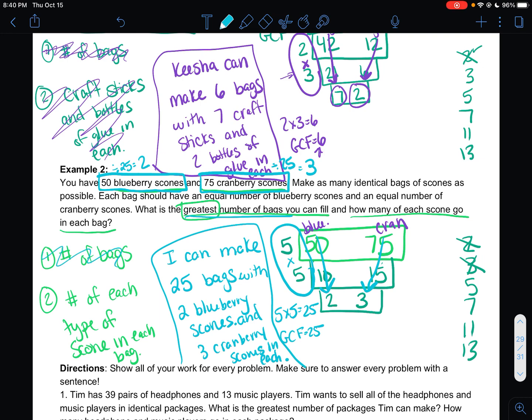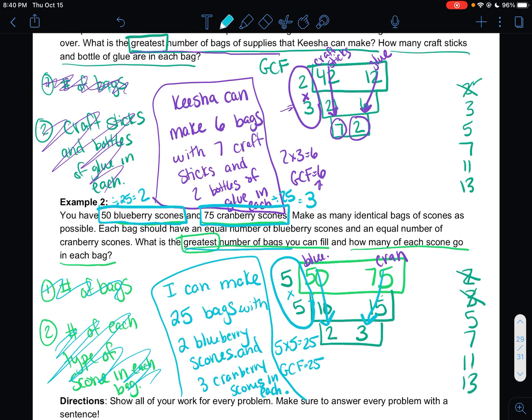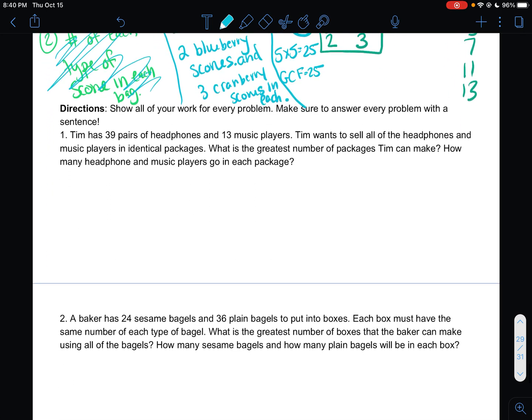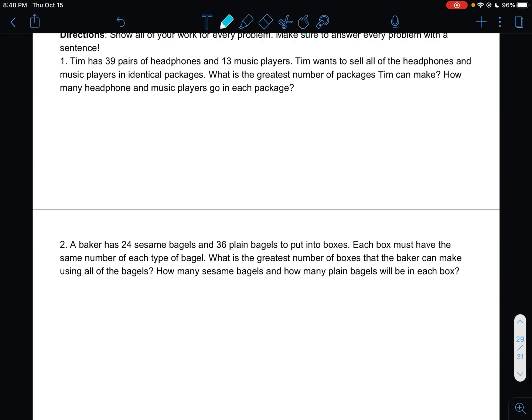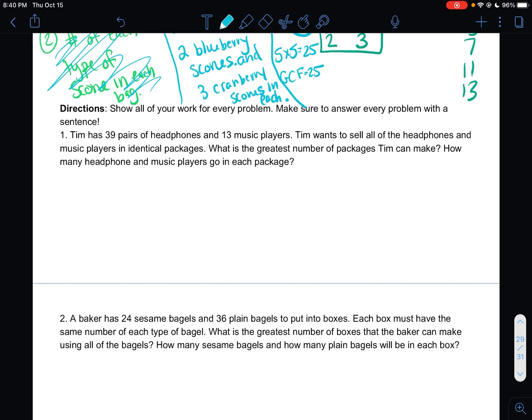Okay, so we answered the number of bags and how much of each scone are in each bag. So we are done, okay? So I want you to kind of do the same exact steps when you're doing the problem. I would write the 2 questions that you need to answer, find the greatest common factor of the 2 numbers involved. Then you need to figure out how many of each item is going to go in the bag or in the basket or whatever you're dividing them up into. So you have 3 problems to do, 1, 2, 3. So each of them need a sentence, answering all of the questions. Make sure you're answering all of them.